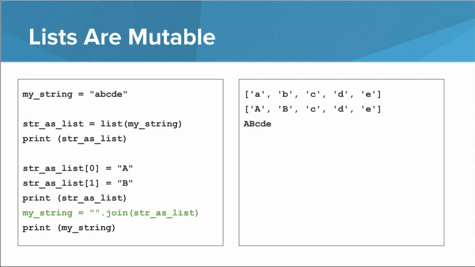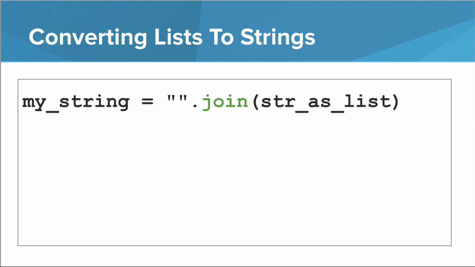We have to swap out myString, and we have to replace it with a string returned by "".join(str_as_list). This looks really weird and unfamiliar. Let's take a closer look at it. So join is a method. It's a string method, much like the ones I showed you in the strings module. In this particular case, we are calling it on a string literal, which happens to be the empty string. Even though the empty string doesn't have any characters in it, you can still call methods on it.